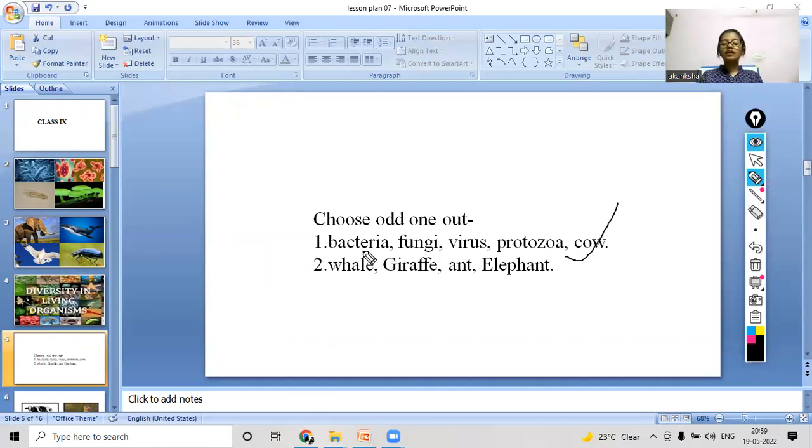Because all these organisms are microscopic organisms, whereas this cow is not a microscopic organism. We can see it with the naked eyes also.